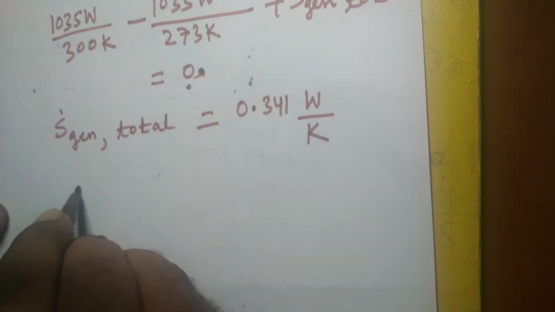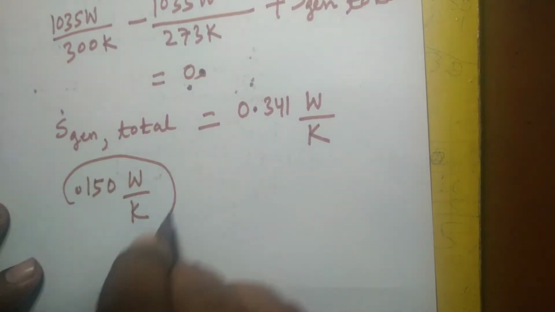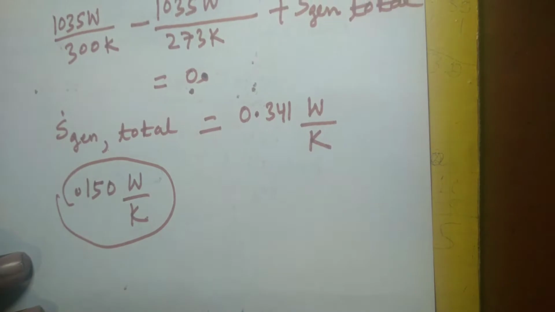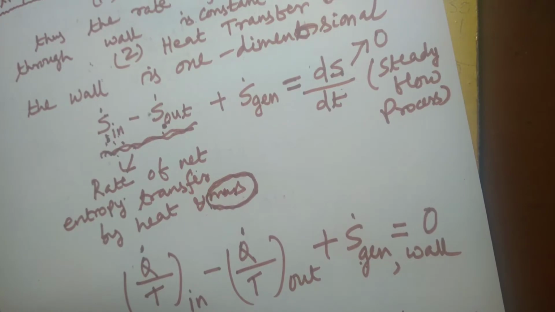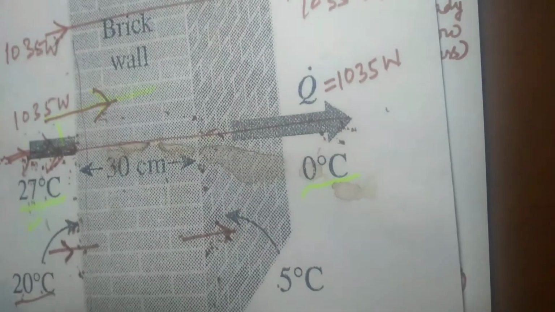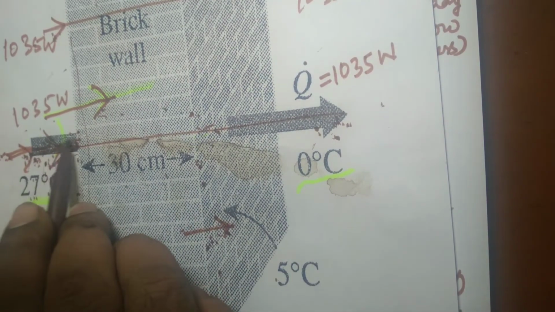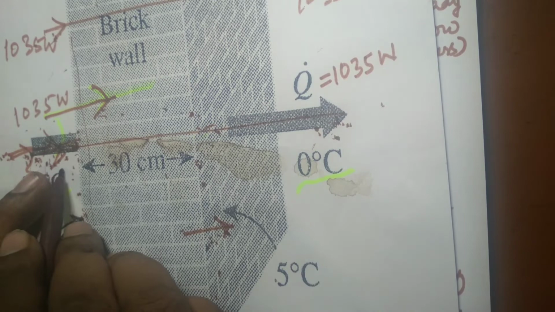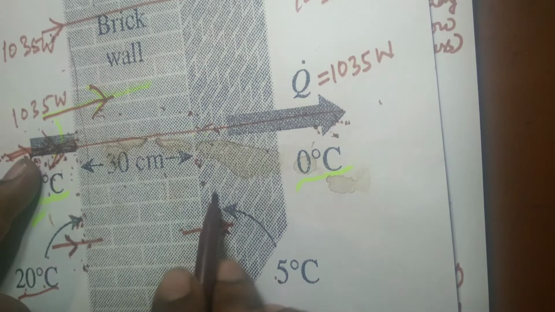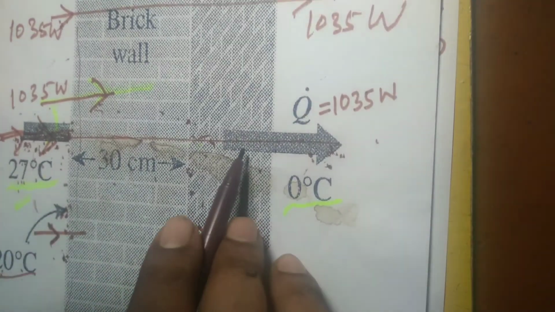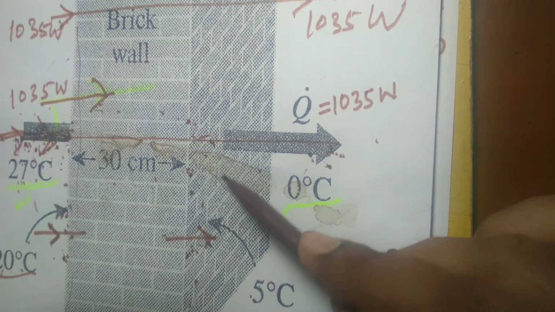So the difference is 0.150 watt per Kelvin, because during the process this much entropy is generated on both sides of the wall. So 0.19 watt per Kelvin is the entropy generated within the wall, and extra 0.150 watt per Kelvin is generated if you take the entropy generation in these two sides which are close to the wall. One side is within the room and the other side is outside the room, but close to that side of the brick wall.